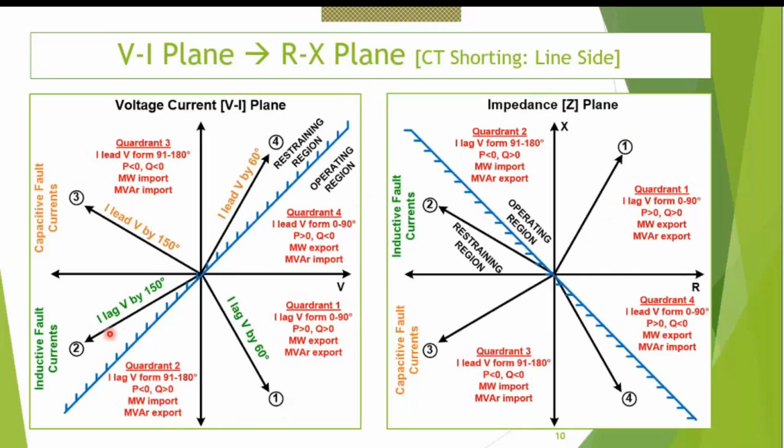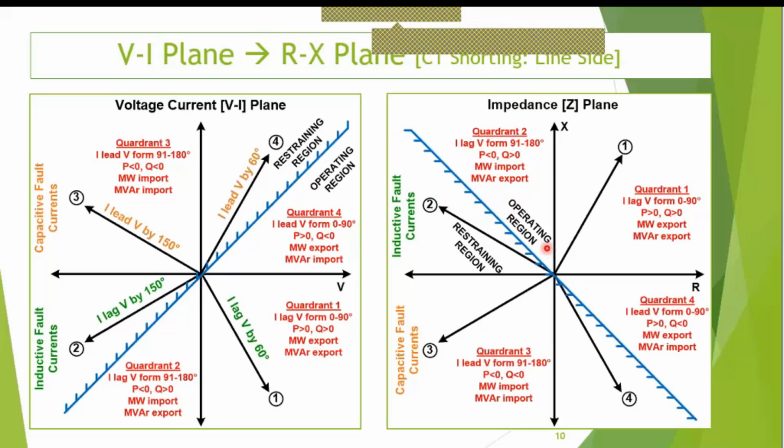This quadrant, where the current lags voltage from 91 to 180 degrees, is mapped as the second quadrant of the Z plane. Meaning the VI plane, if the rotation is in a clockwise direction, that will be anti-clockwise in the Z plane, in the impedance plane.